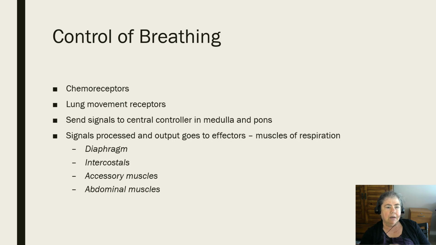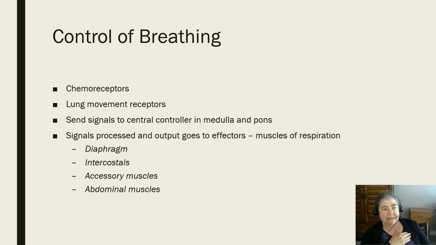So, we're going to talk about some of the things that control breathing. And we'll come back to some of these. In fact, I think we'll come back to all of them. The first are chemoreceptors. There are receptors that detect certain chemical changes. They exist in both the periphery and centrally in the central nervous system. There are also receptors in the lung that detect movement and stretch.